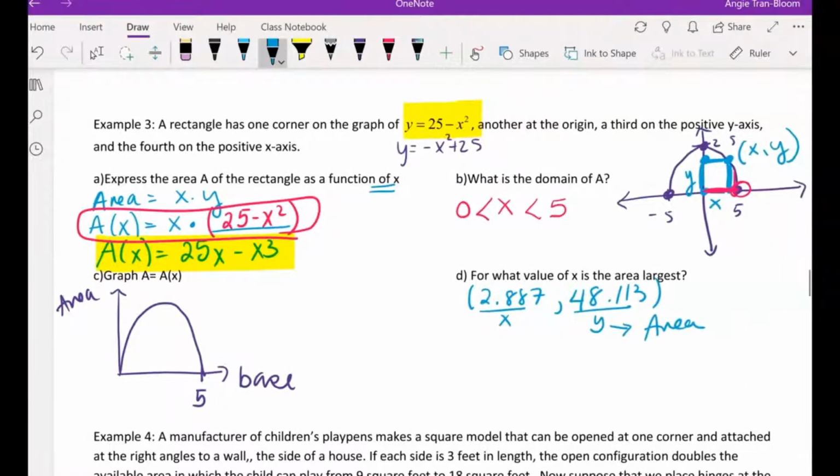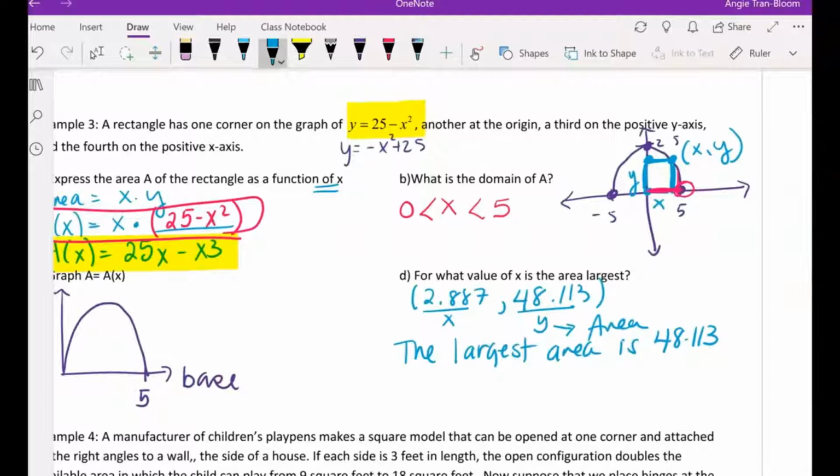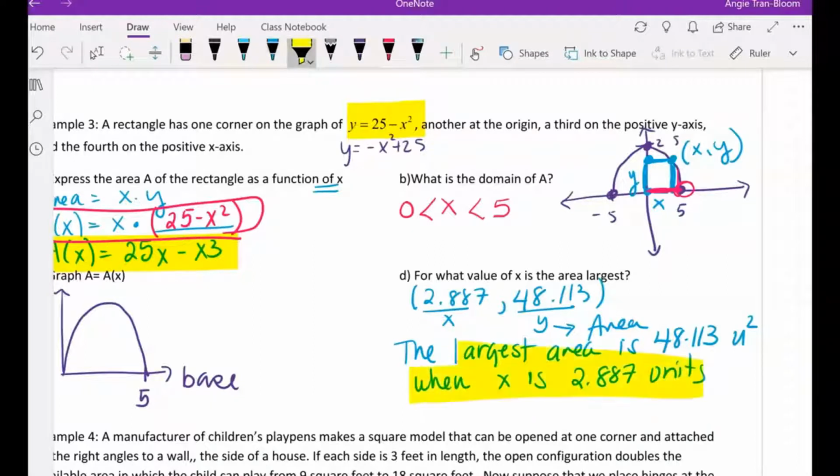So how do we want to write this out? We want to write the largest area, even though it didn't ask for it, but most likely I will ask on the test. The largest area is 48.113. We did not get the unit of measurement before, so we just use unit square, when X is 2.887 units. And box that up, we'll highlight that over. Okay. And that's how you solve the largest area type of questions.